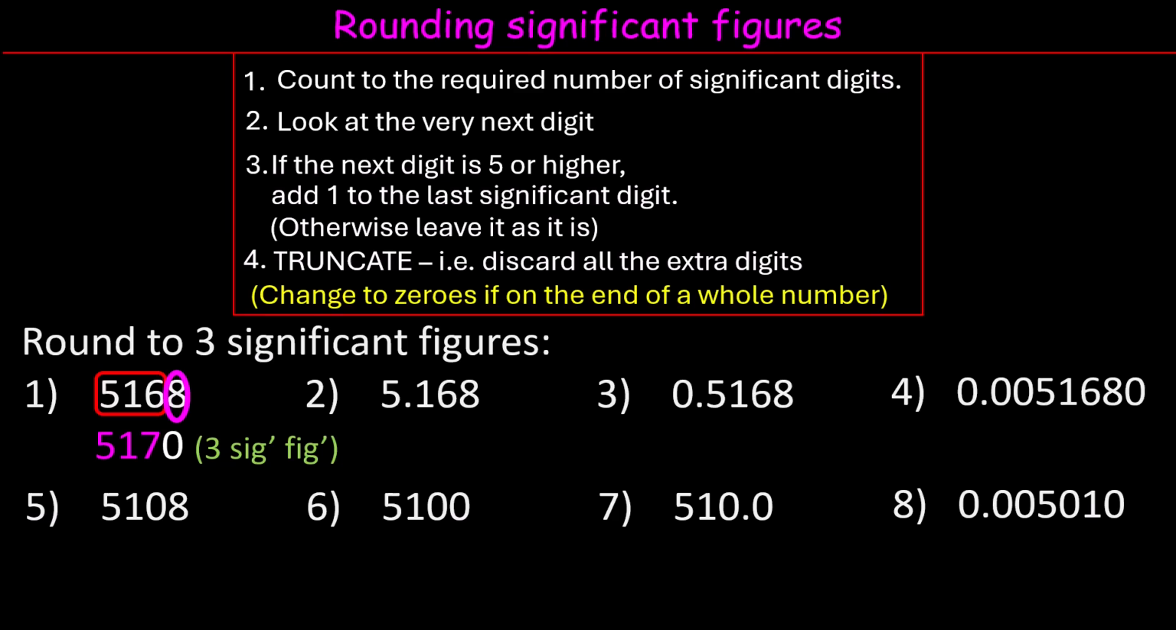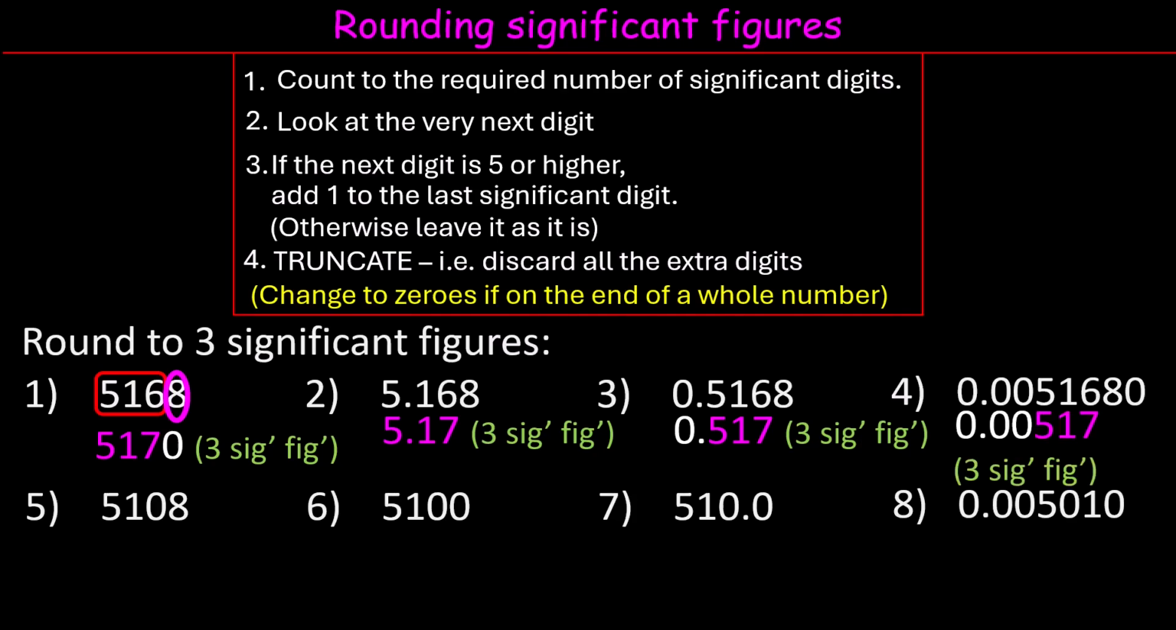In example 2, we have the same digits, but this time it's a decimal, so we can discard the extra digit, giving us 5.17. The same goes in number 3, so the answer is 0.517, and number 4 gives us 0.00517. Number 5 is a whole number again. The 8 forces 0 to become a 1, but we need to replace the 8 with a 0, giving us 5,110 to 3 significant figures.